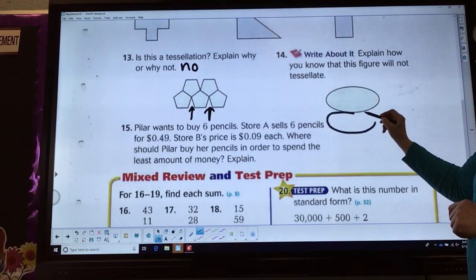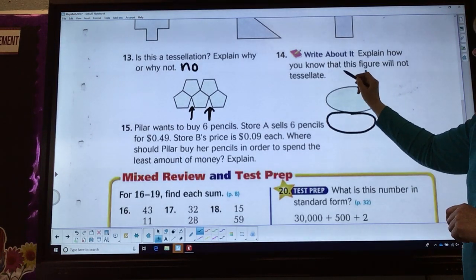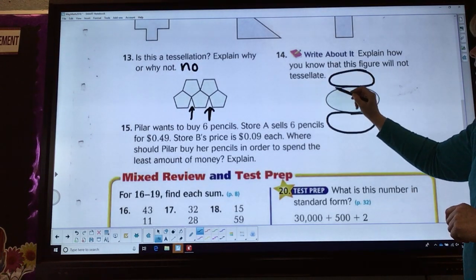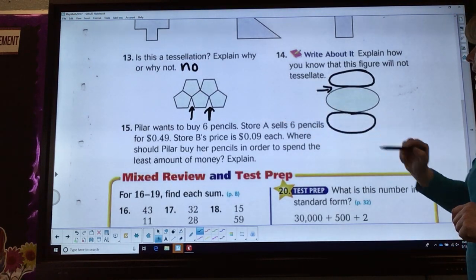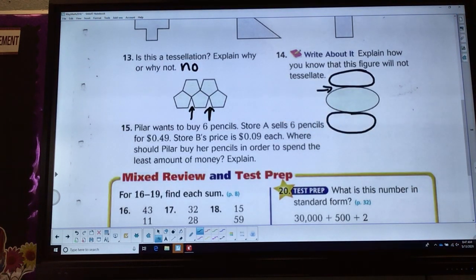adding those together, what's going to happen here? Okay, it's going to be the same as what we noticed over there. We're going to end up with those spaces, and with our definition of tessellations, they're not overlapping each other, but I'm getting these spaces in these sections, so therefore it can't tessellate.